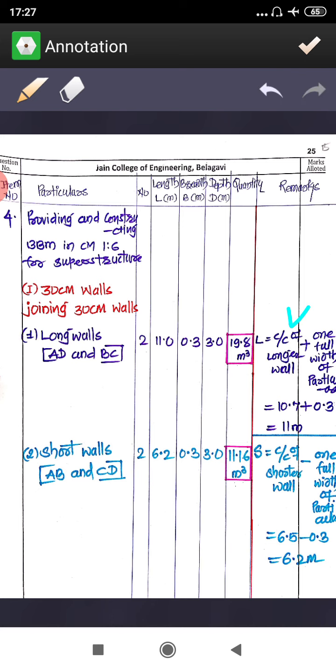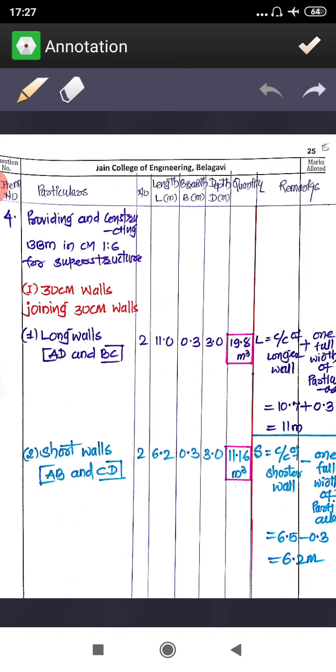So here all are 30 centimeter walls joining 30 centimeter. Center to center of the longer wall, that is AD and BC, plus one full width I have added, 0.3, so it is going to be 11 meters. So 2 into 11 meter into 0.3 into 3 meters, 3 meter is the height of the floor, so it is going to be 19.8.